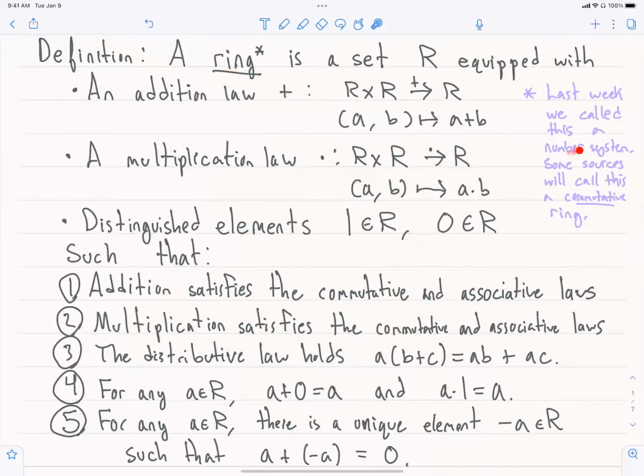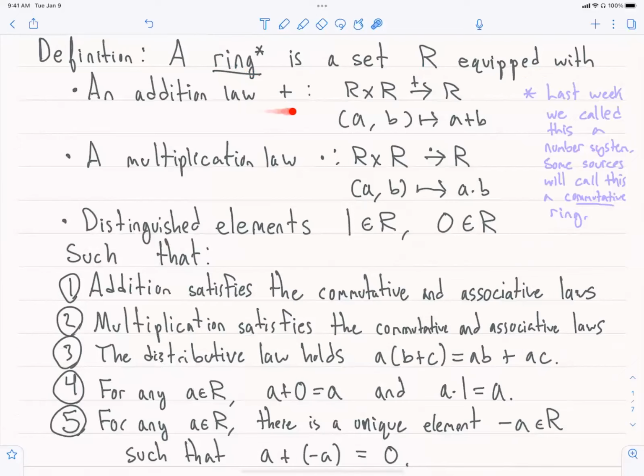What we're going to call a ring, some sources would call a commutative ring. But we won't ever talk about rings that aren't commutative. So somehow this is just a ring for us. Okay, so a ring is just a set. A set is just a collection of things equipped with some extra structure.